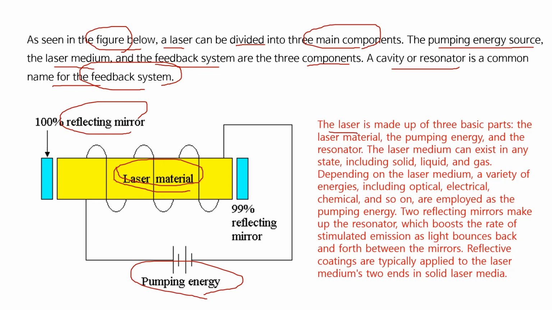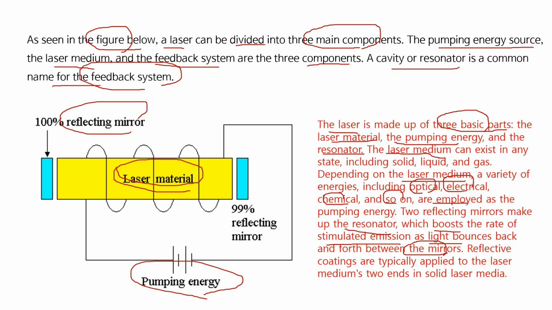The laser is made up of three basic parts: the laser material, the pumping energy, and the resonator. The laser medium can exist in any state, including solid, liquid, and gas. Depending on the laser medium, a variety of energies, including optical, electrical, chemical, and so on, are employed as the pumping energy. Two reflecting mirrors make up the resonator, which boosts the rate of stimulated emission as light bounces back and forth between the mirrors.